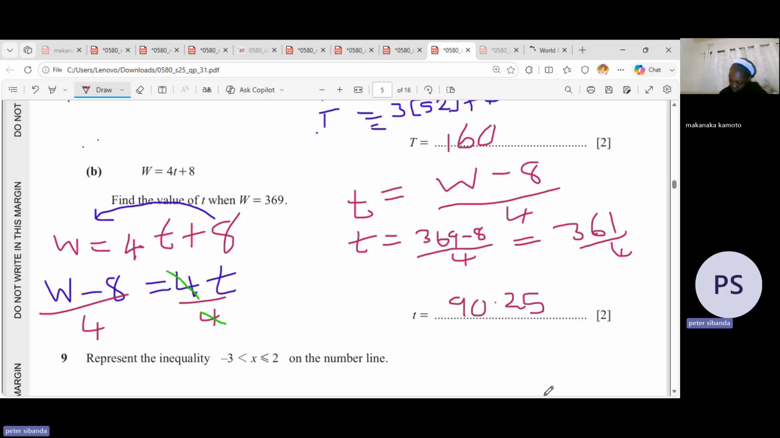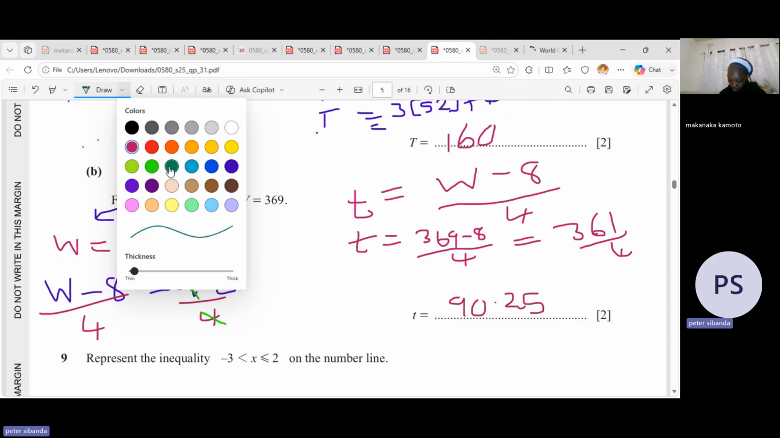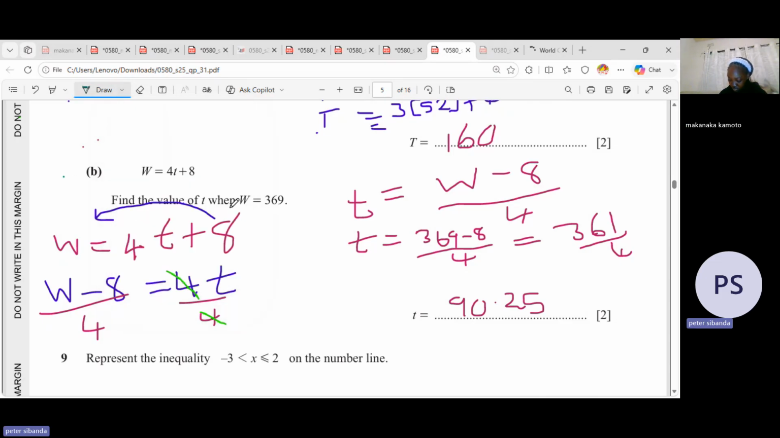But I just wanted you to know that we could have just substituted right there where we are told W is 369. So where there's W, we could just put 369 there. Then we say equals to 4t, then plus 8. You see that? I didn't make t the subject of the formula first. I just substituted straight away. What do you think should be the next step now?